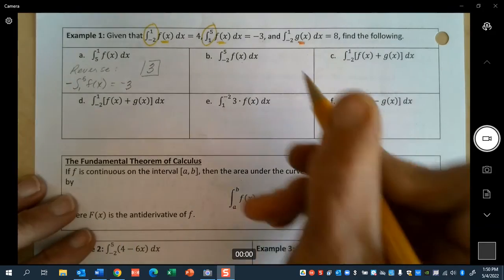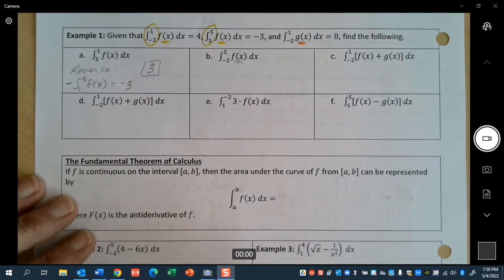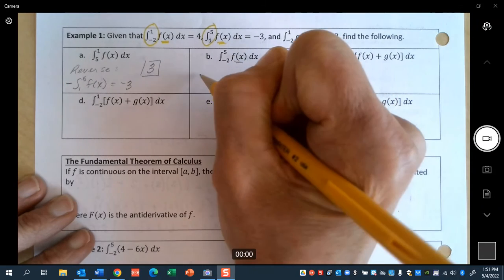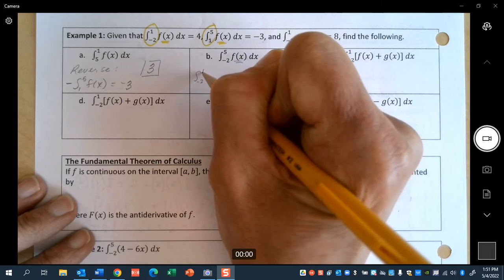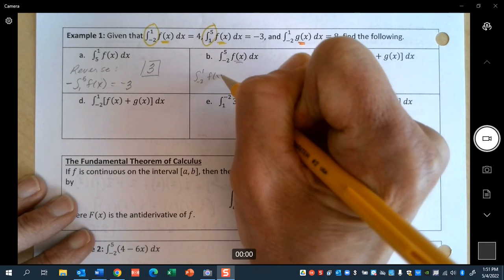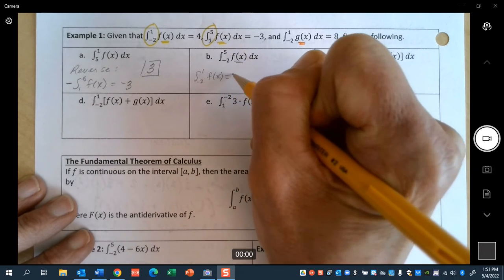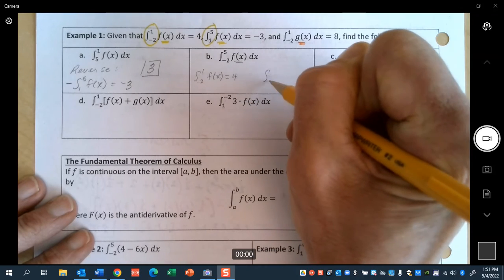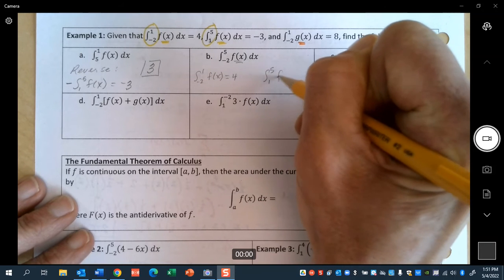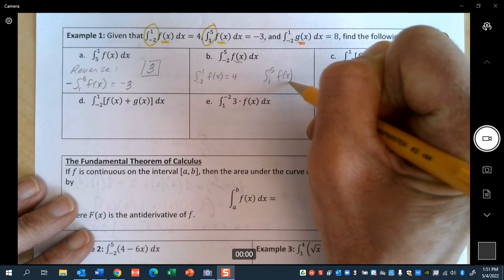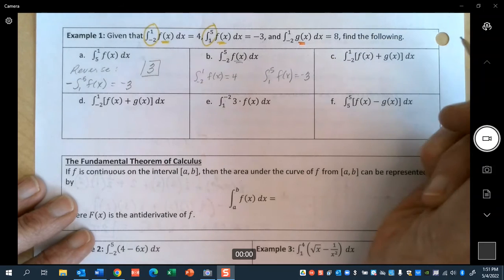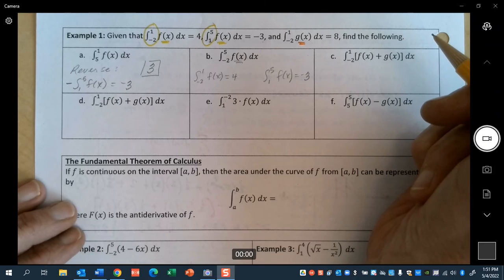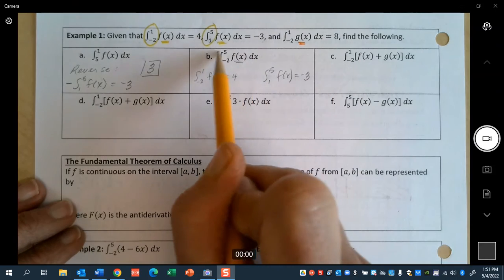All right, now I'm talking about f of x. I don't have a value from negative 2 to 5, but I do have the interval from negative 2 to 1 of f of x is equal to 4. And I know that the interval from 1 to 5 of f of x is equal to negative 3. So how about this interval here? What do I do?